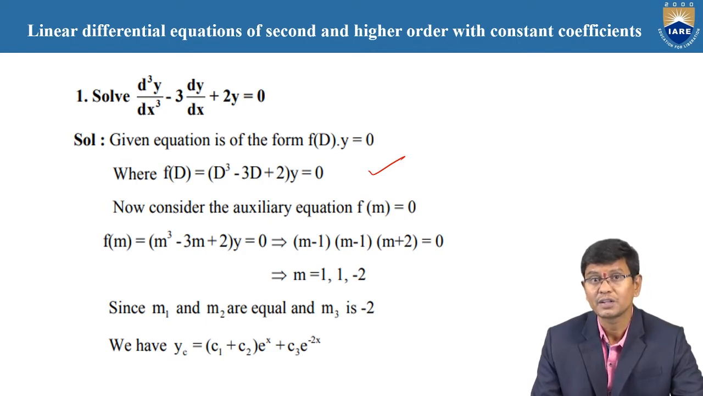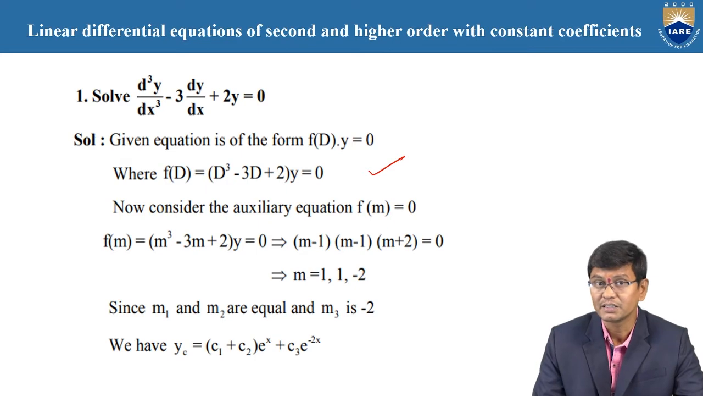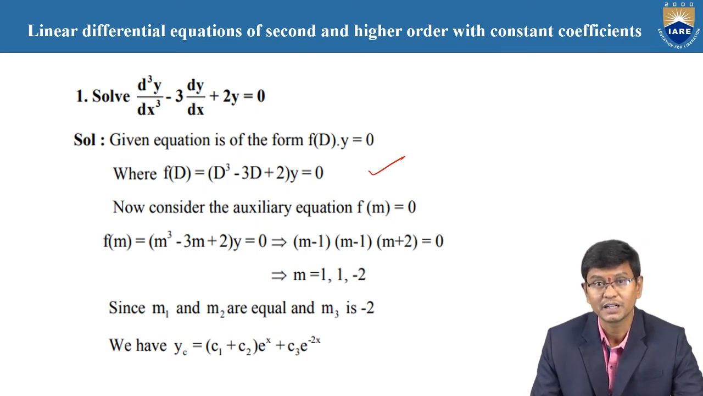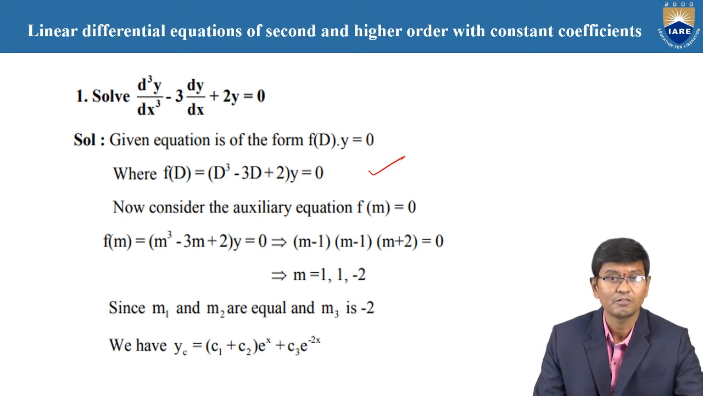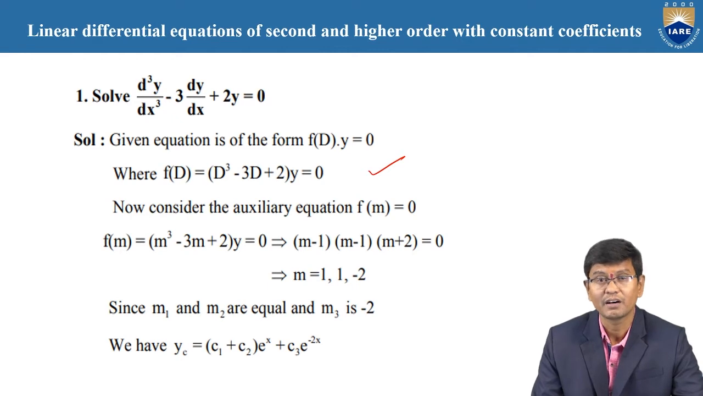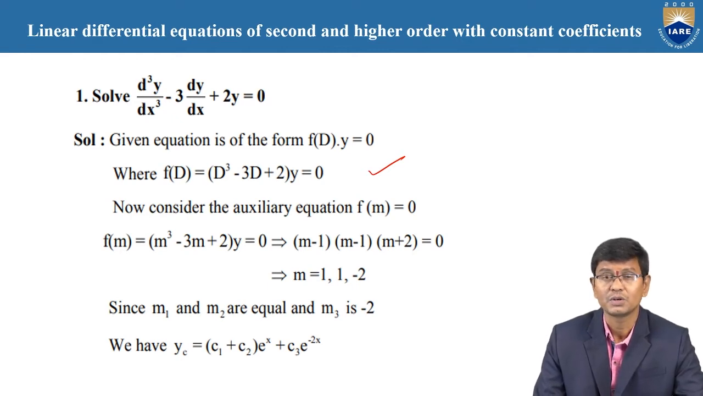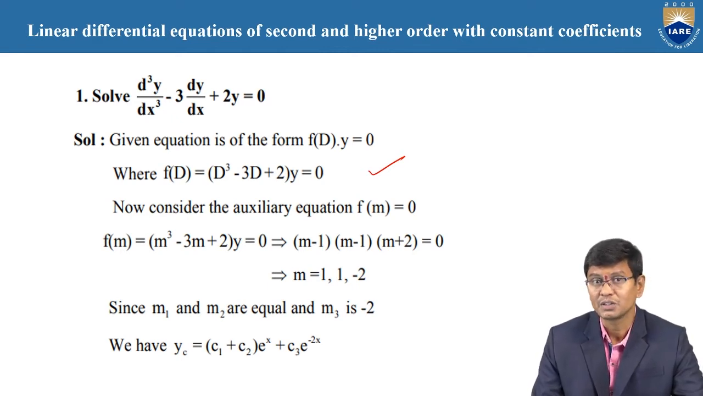Here we need to find the 3 roots by using synthetic division or any other method, such as the analytical method or the bisection method, whatever it may be. By using these methods, one of the roots is m = 1, another root is also m = 1, and finally the third root is m = -2.